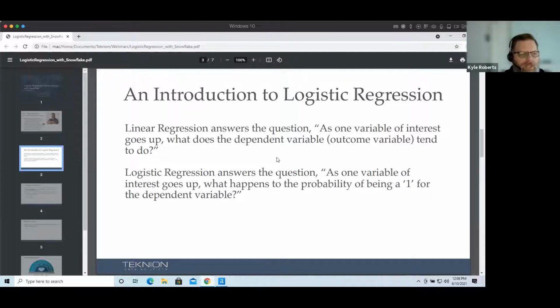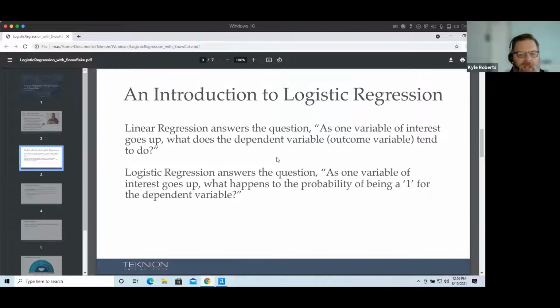We would probably assume that as each of those independent variables, meaning how tall they are and how much they consume in a day, goes up, then the total weight, which is our outcome variable, would also go up. Logistic regression is a little bit different, but it follows the same thought, in that we're answering the question, as one variable of interest goes up, what happens to the probability of being a 1 for the dependent variable? Meaning, we're assuming that the dependent variable is coded as a 0 and a 1. Like 1, we observed it, 0, we did not observe it.